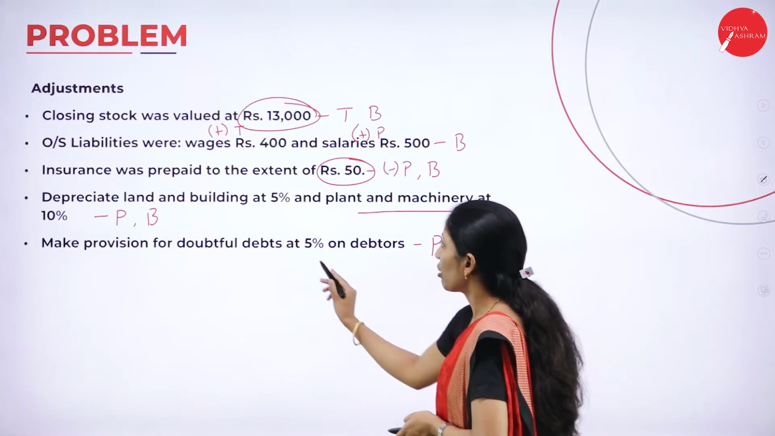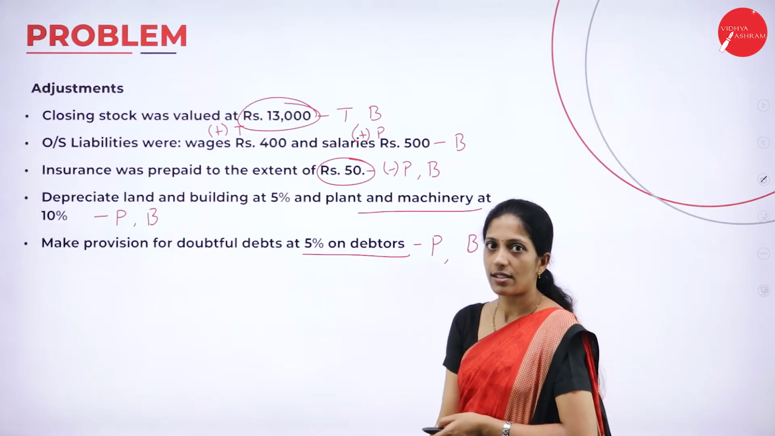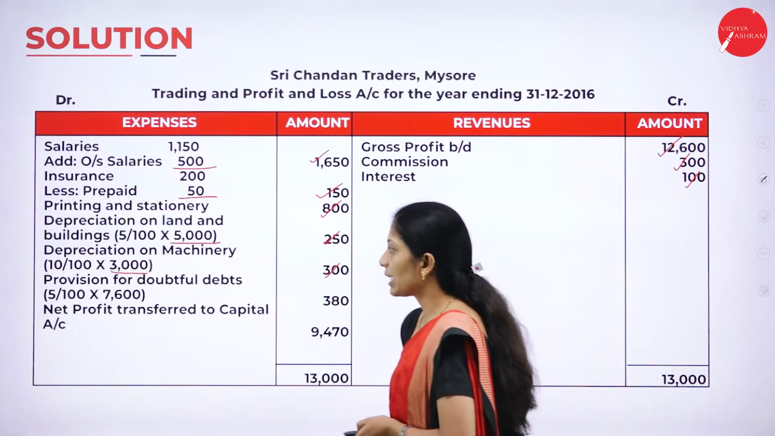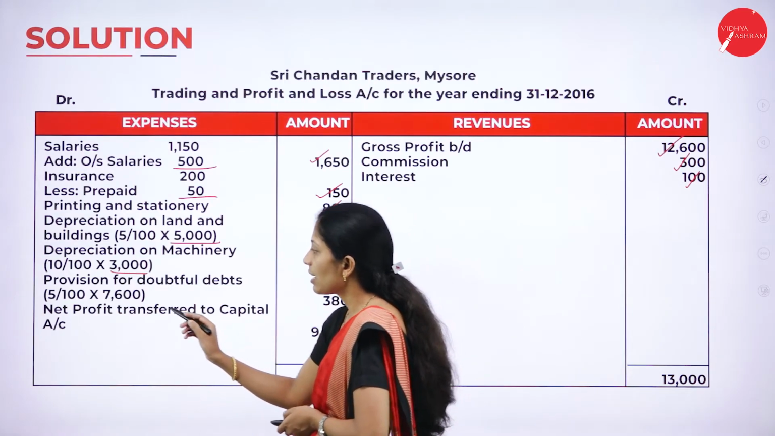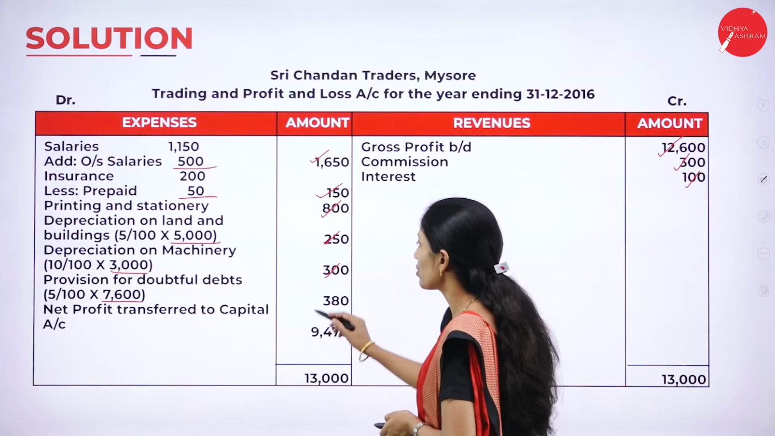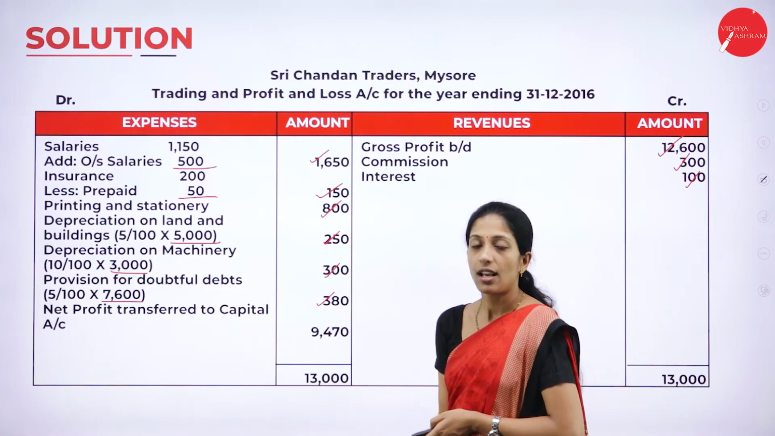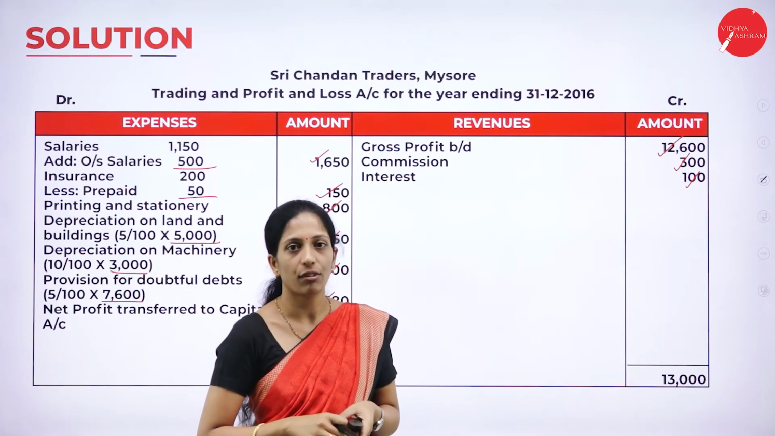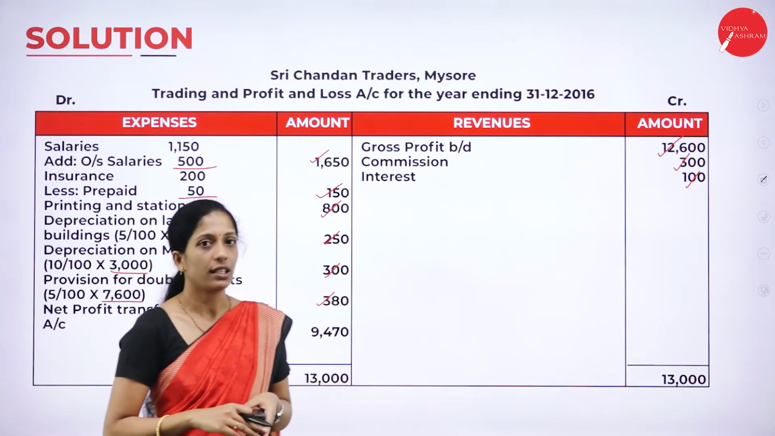Next, provision for doubtful debt at 5% on debtors. So we have to calculate and write it on the debit side. So write provision for doubtful debt, 7,600 is the value of debtors into 5%. So you'll get 380. Only this much is left, and then you have to balance both sides, and the balancing figure will be net profit or net loss.